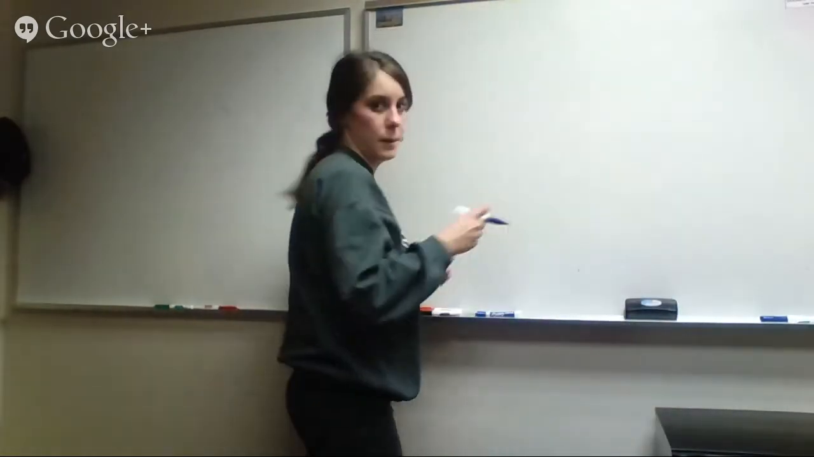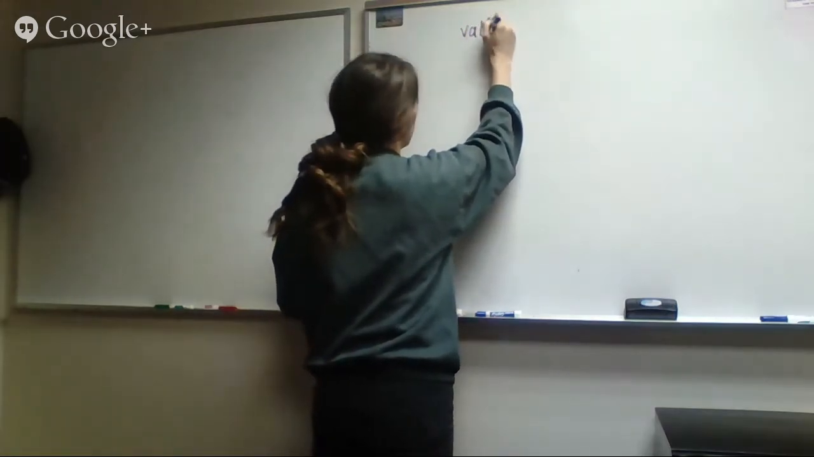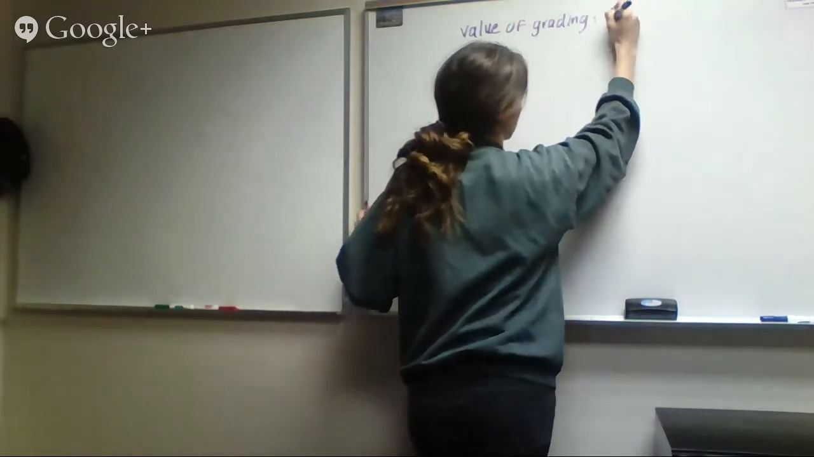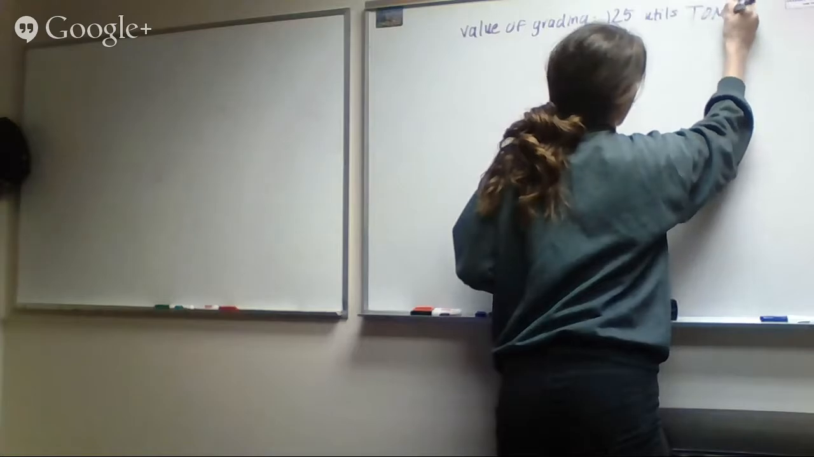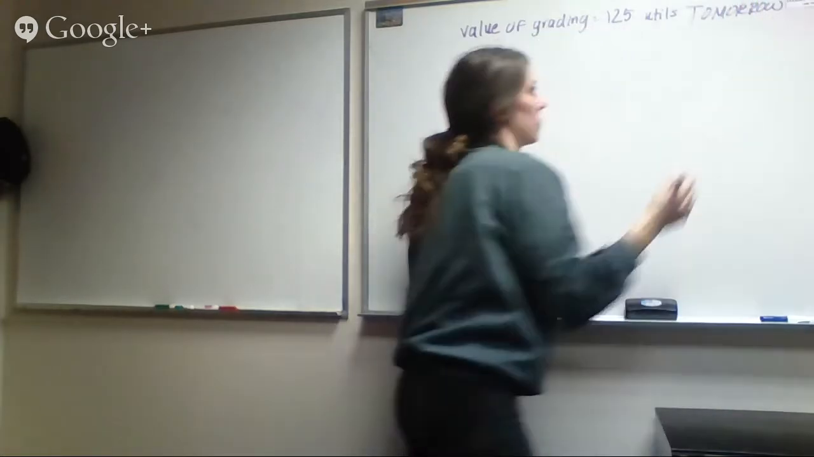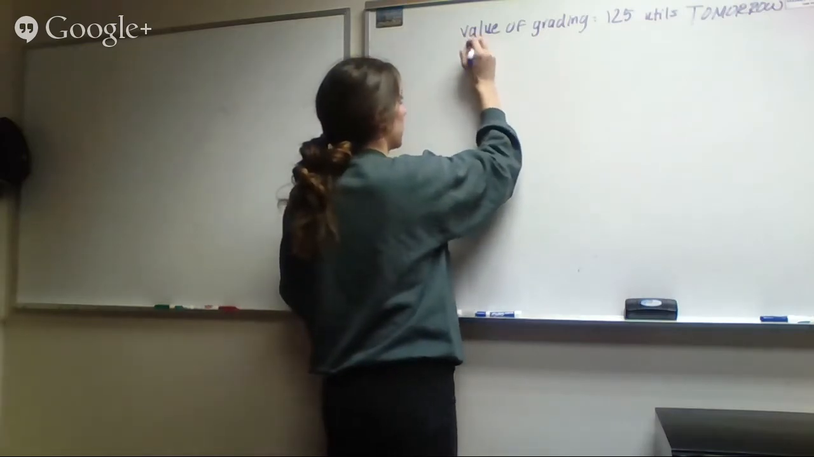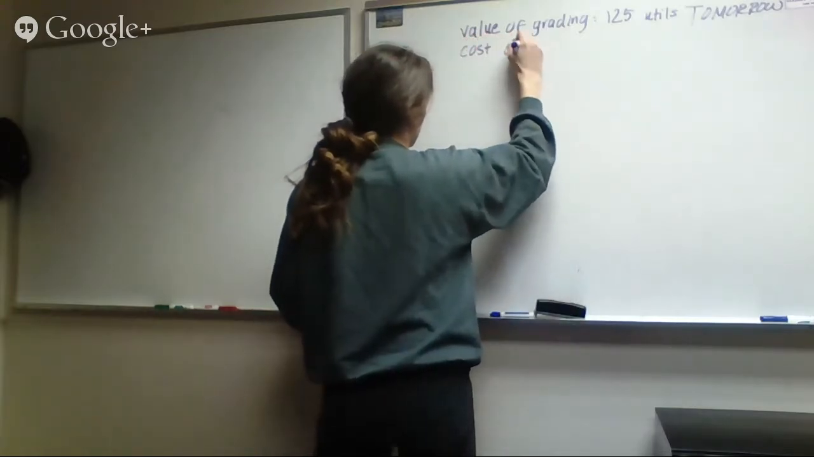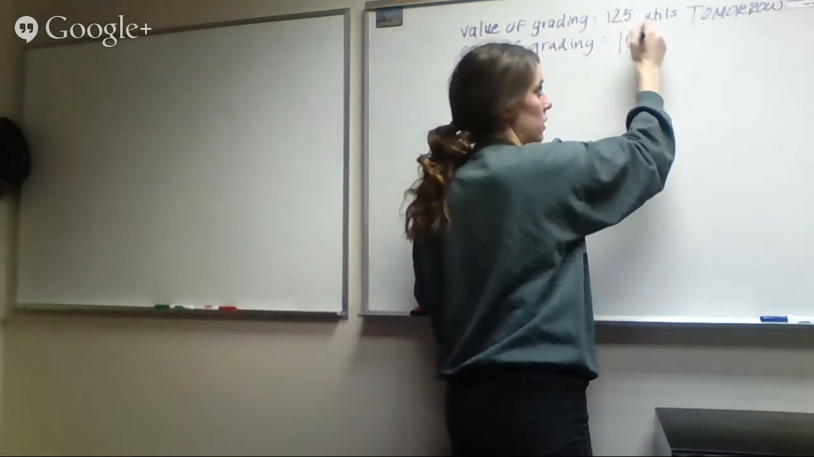Okay, so scenario, let me just write that here real quick. So we have value of grading. So the value of grading is 125 utils tomorrow. Cost of grading is 100 utils today.